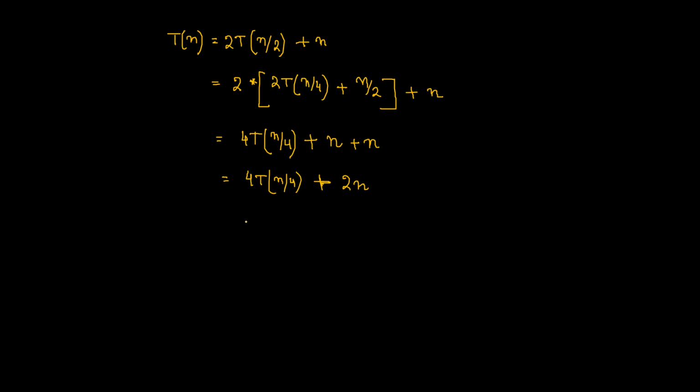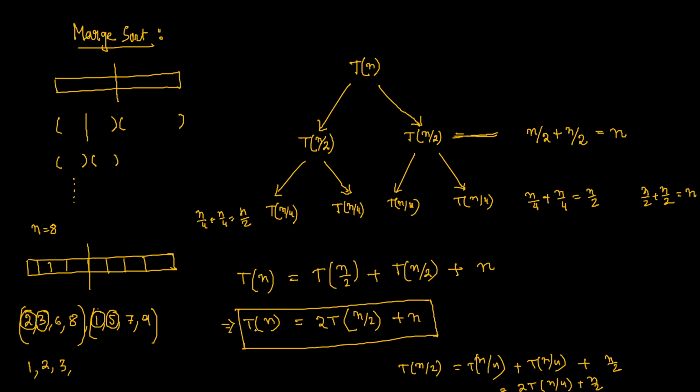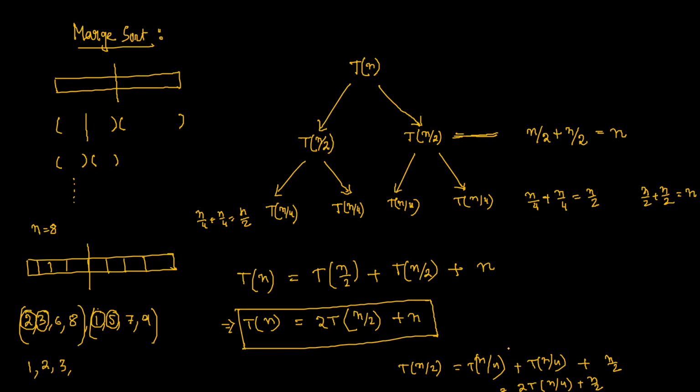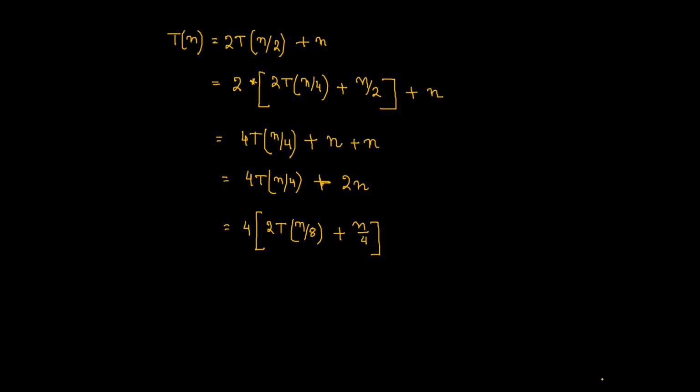Similarly, if I ask you what about T of n by 4, if you keep on doing the similar type of relation for n by 4, I hope you can understand that you will get 4 into 2T(n/8) plus n/4, because I am expanding this n by 4 only. At least I can predict this with respect to this pattern. When it was n by 2, I wrote n by 4 and n by 2 here. So when I'm expanding n by 4, it should be n by 8 and then I will write n by 4 over here.